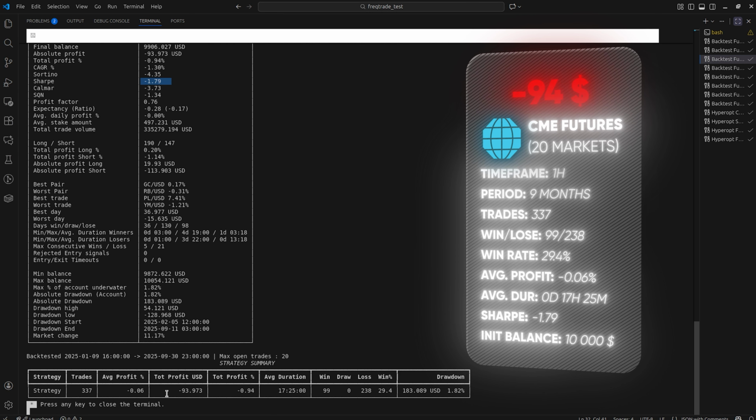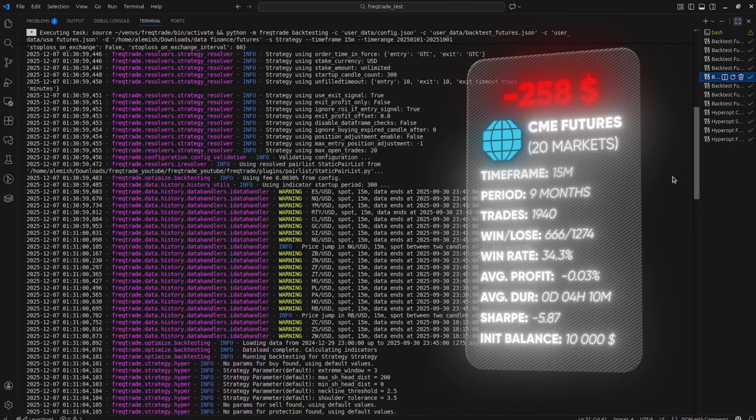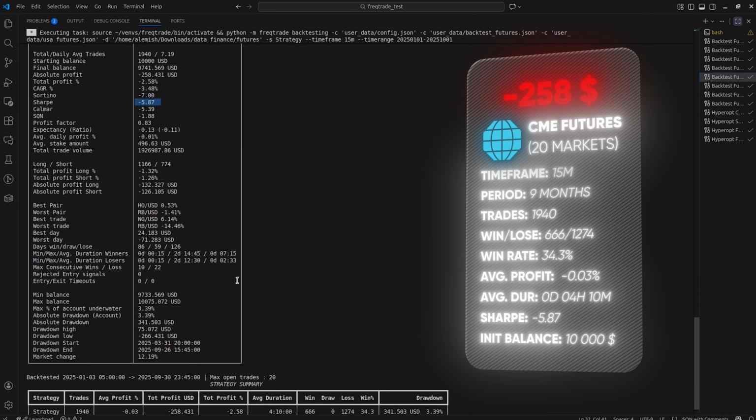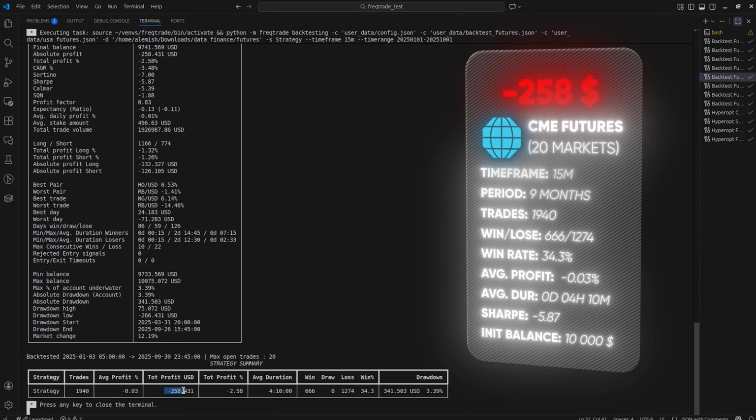30 minutes time frame, once again negative sharp minus 1.41 and we lost $63. 15 minutes time frame, negative sharp once again minus 5.87 and we lost $258. 5 minutes time frame, and our sharp is negative minus 77 and we lost $1.8 thousand.